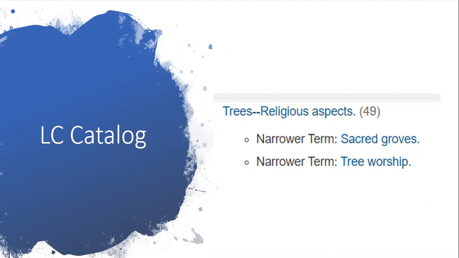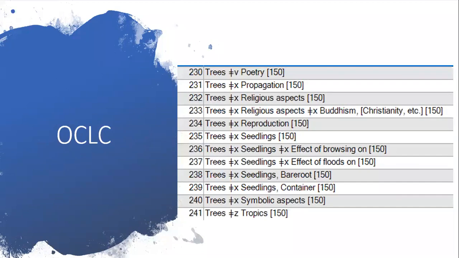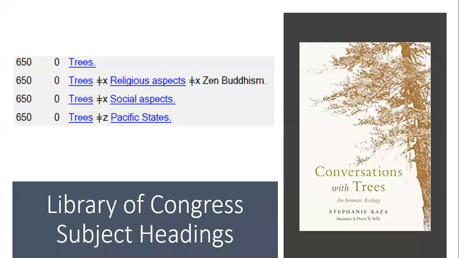So now we're going to go back to OCLC. So here are the search results for trees spirituality. As you can see, that is not a valid term, but again, we've got trees religious aspects. So trees and trees religious aspects seem to be appropriate subject headings for this work. So let's see what the cataloger did.